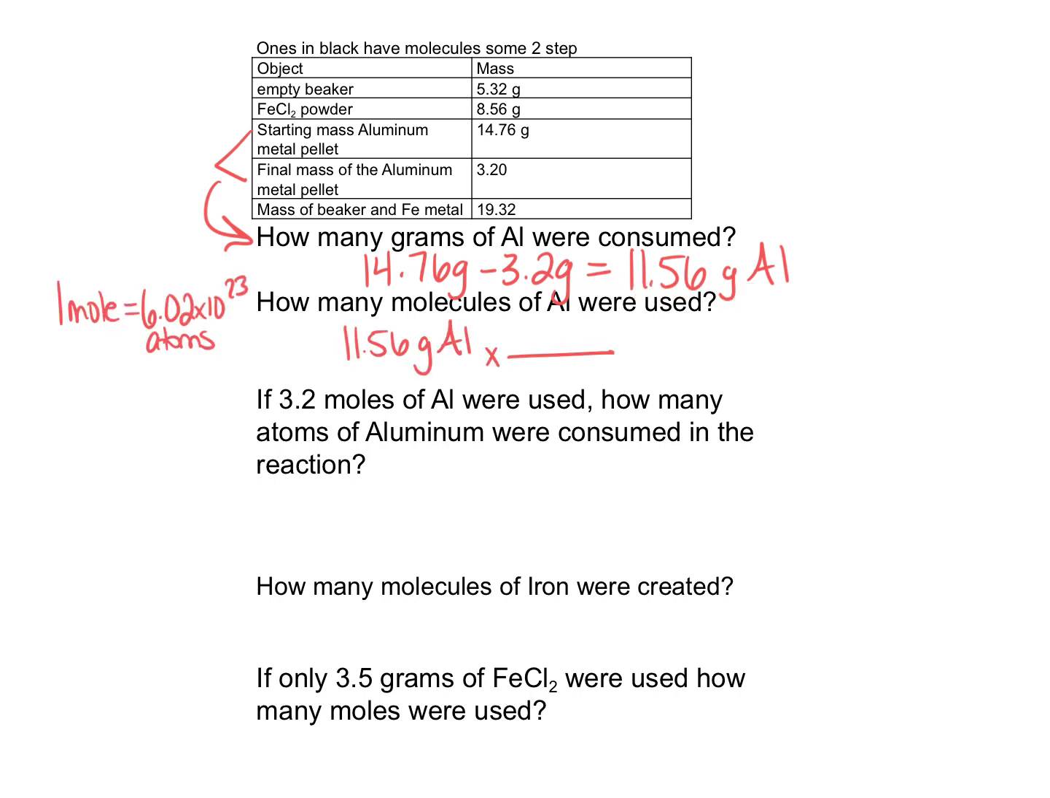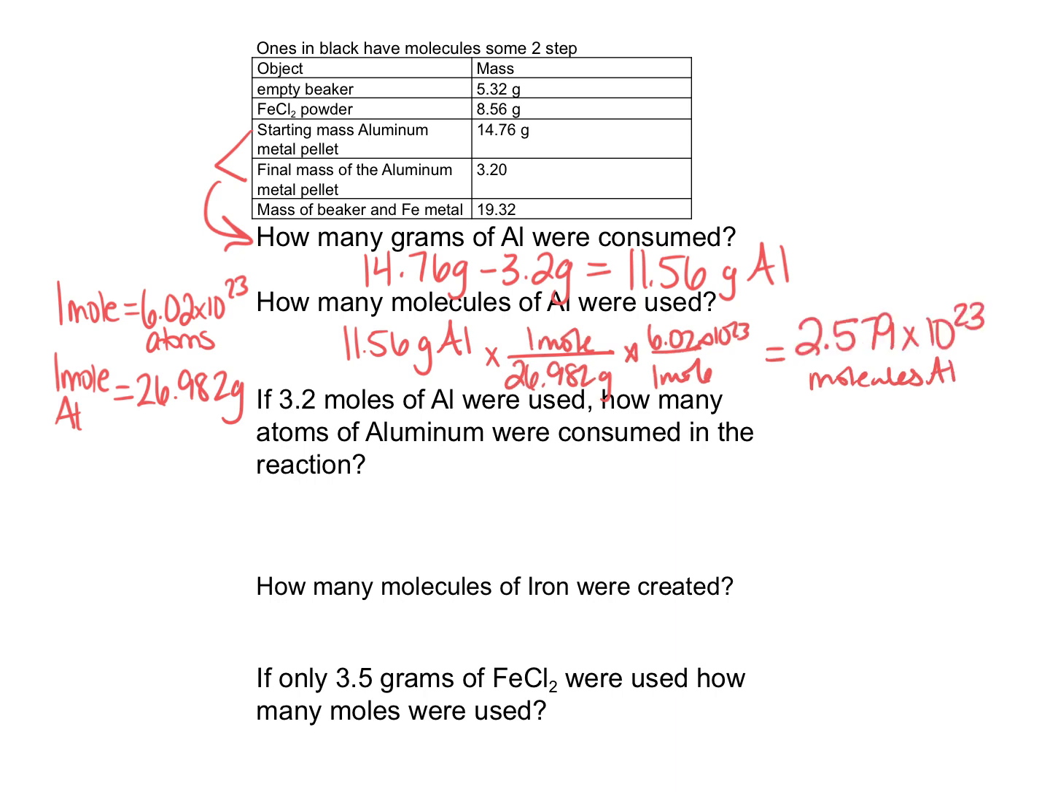For my next problem, I need to find out how many molecules. I know that 1 mole is equal to 6.02 times 10 to the 23rd atoms, but I'm given grams, so I need to know the relationship between moles and grams. I use my periodic table and find that 1 mole of aluminum is 26.982 grams. So 26.982 grams is equal to 1 mole, and I know that 1 mole is equal to 6.02 times 10 to the 23rd molecules. And so I'm going to solve to find out how many molecules of aluminum I have. You should get 2.579 times 10 to the 23rd molecules.